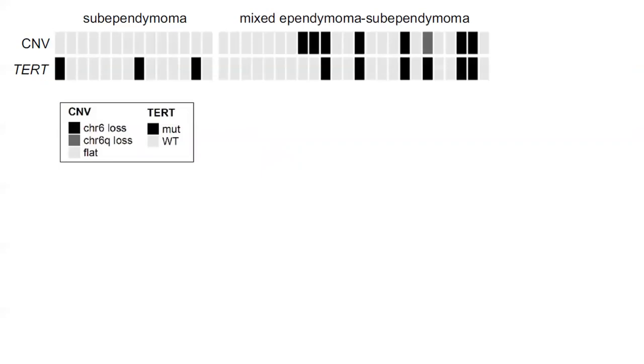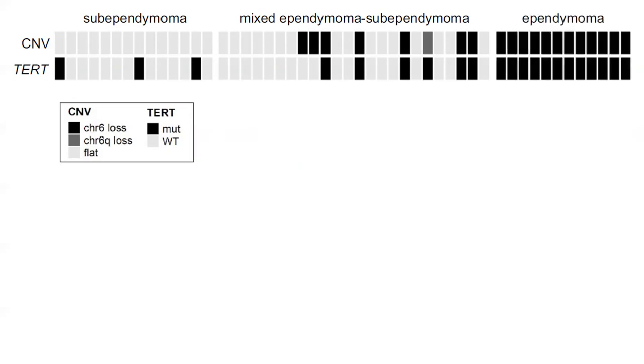For those tumors that look like subependymoma histologically, notice several of them have the TERT promoter mutation. As we move into the mixed tumors, what pops up? That's the chromosome 6 loss at the top. That's the copy number variation, the 6 loss. In addition, a bunch of them have the TERT promoter mutation. And for those that are mixed ependymoma-subependymoma by DNA methylation profiling but pure ependymoma by histology, all of them had loss of 6 and a TERT promoter mutation.